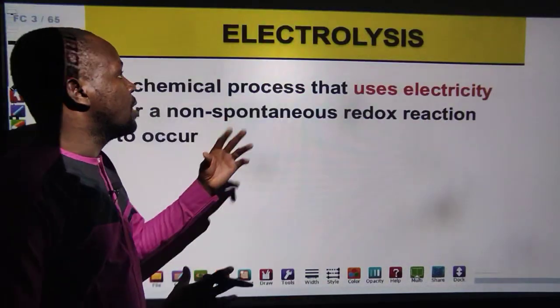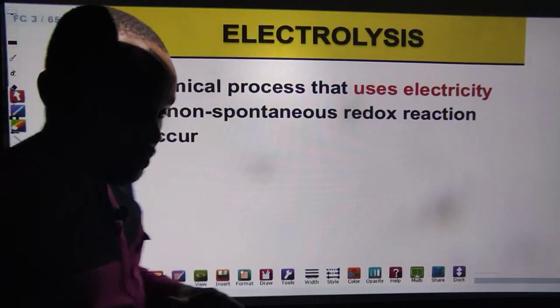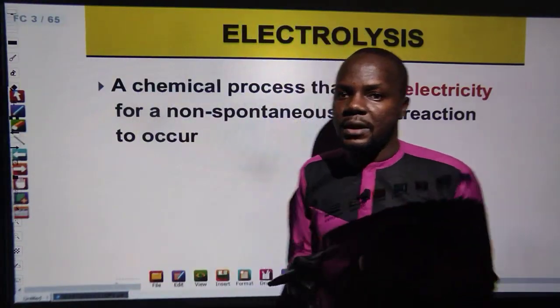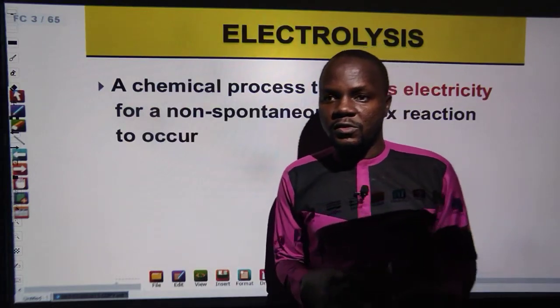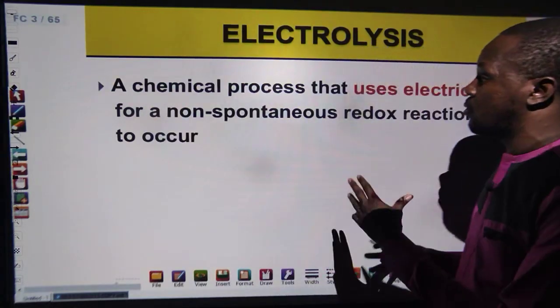Let's see the first one. Electrolysis. Now, we define electrolysis from junior classes as the chemical decomposition of an electrolyte when an electric current is passed through it. This is the basic definition we give to that.